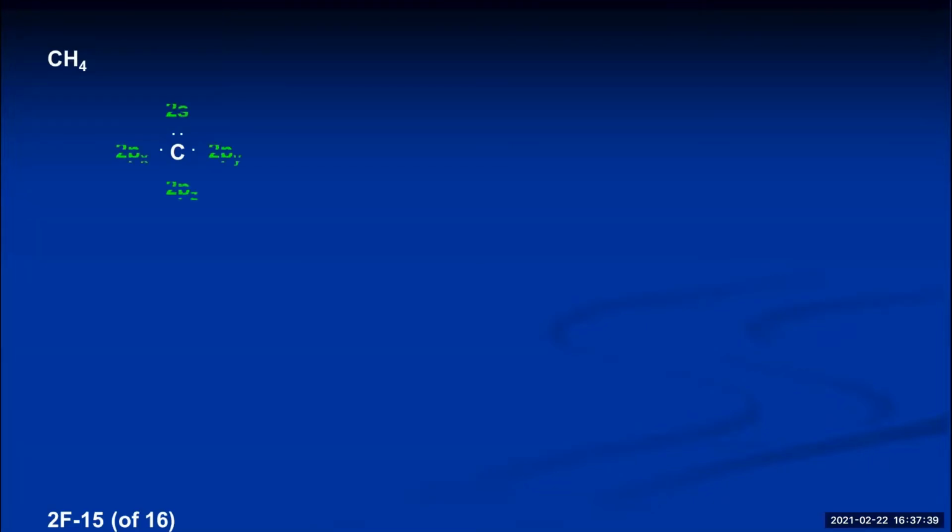We have a pair of electrons in a 2s orbital. Then the other 3 orbitals, the 2px, 2py, and 2pz, electrons go in 2 of those. So this is actually the arrangement of the valence electrons in a free carbon atom. The problem with this is, if you try to make a methane molecule, that carbon only has 2 unpaired electrons. It shouldn't be able to make more than 2 bonds, which is an interesting phenomenon, right?